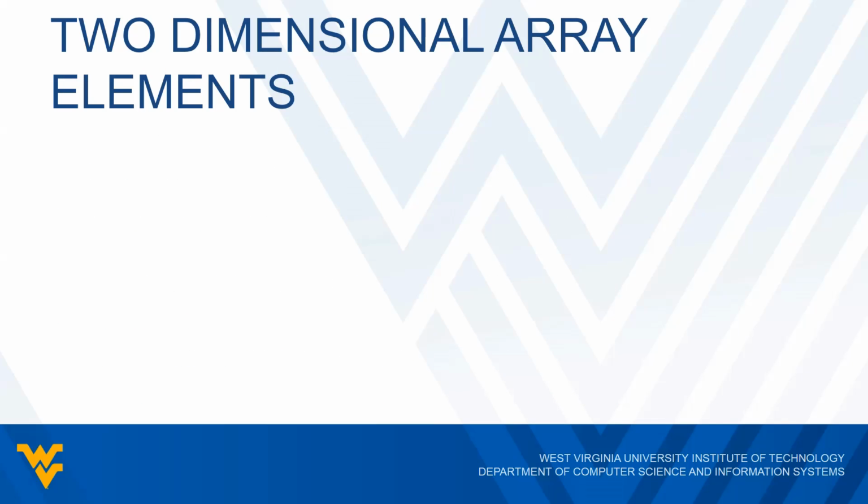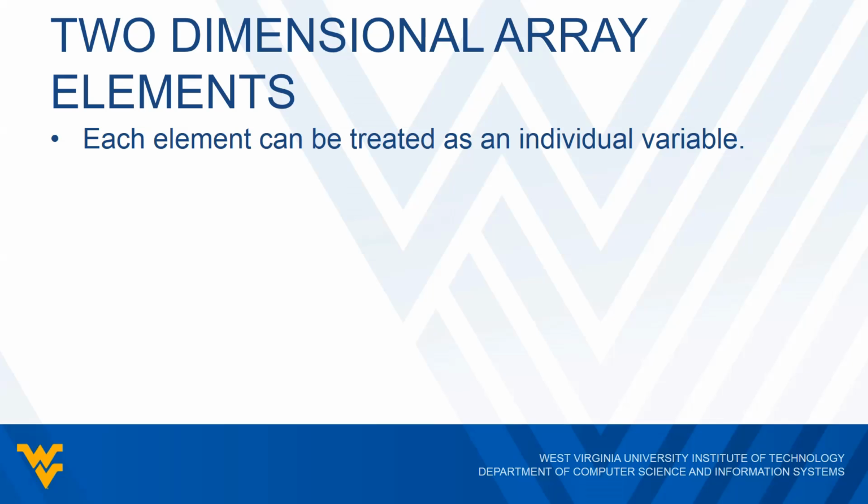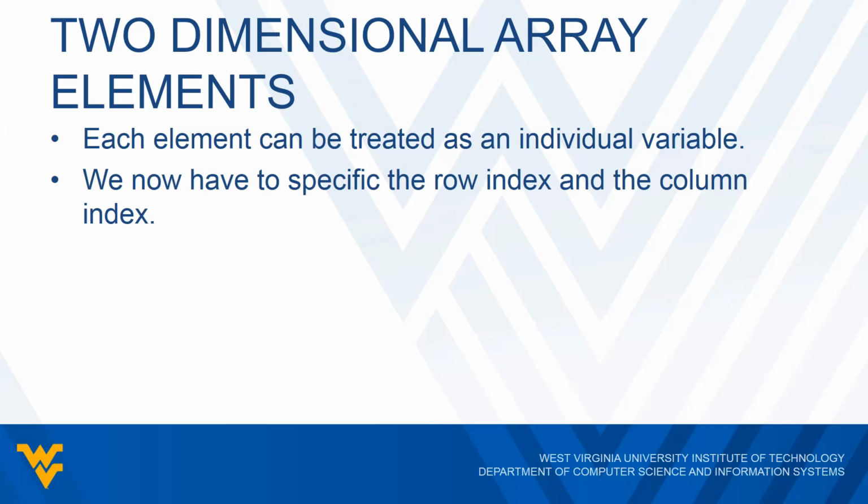Just as with one-dimensional arrays, each element in a two-dimensional array is treated as an individual variable. We just have to make sure that when we access a particular variable, we specify both the row index and the column index. We have to specify both. We've already seen a couple of examples of this in the last lecture, but let's go over a couple more examples of how we would actually use this in our code just to get a better idea.